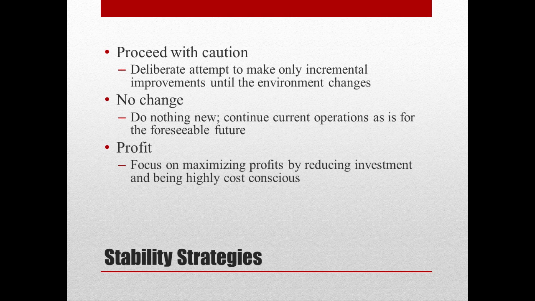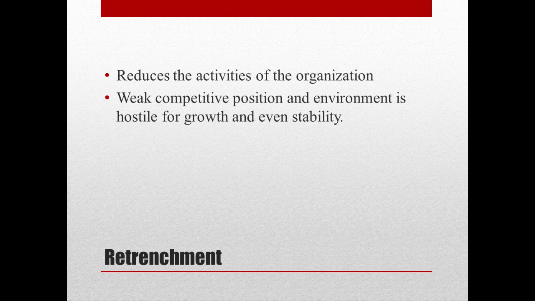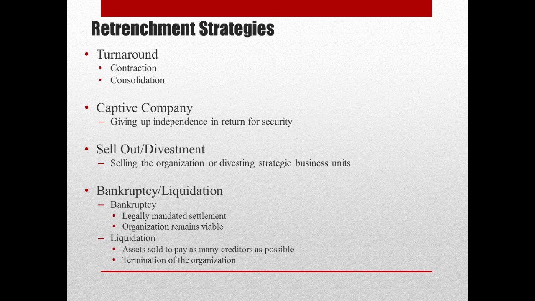Retrenchment reduces the activities of the organization, often done when the organization is in a weak competitive position and the environment is hostile for growth and maybe even stability. There are several strategies for retrenchment. One is turnaround. This is focusing on an improvement in operational efficiency. It is a two-stage process. Contraction: stop the bleeding with cutbacks in size and cost, then consolidation: stabilize the organization at a now leaner, more efficient place. Another retrenchment strategy is called captive company.